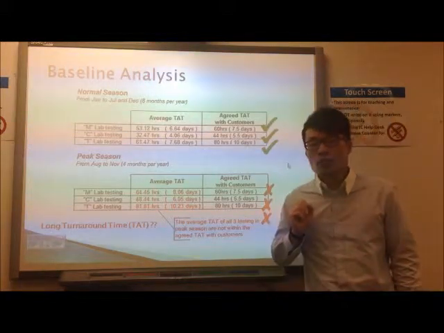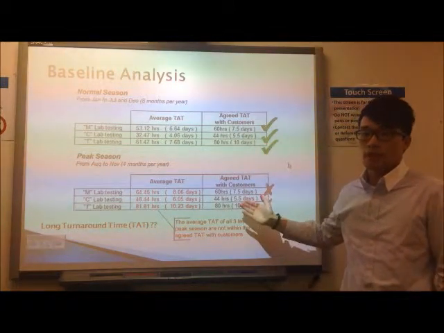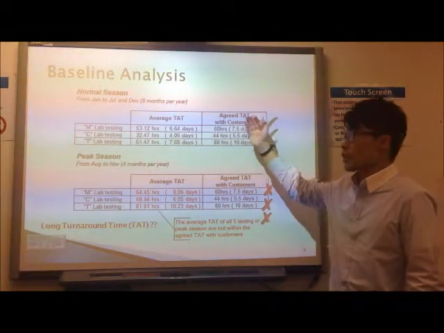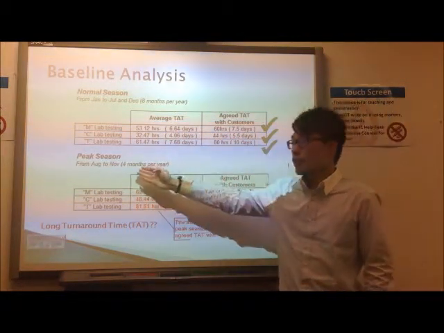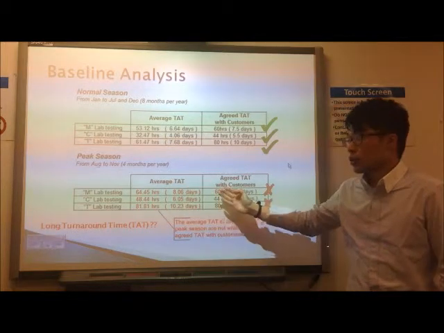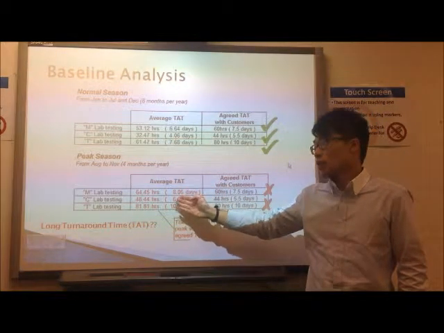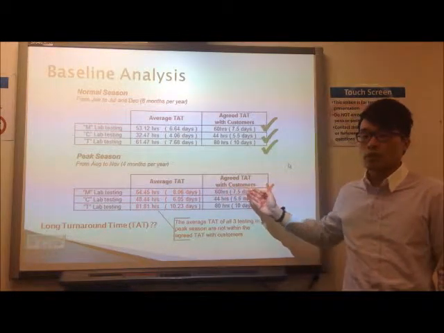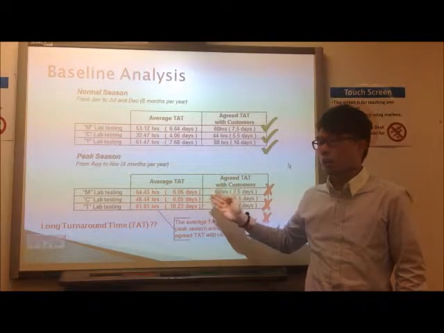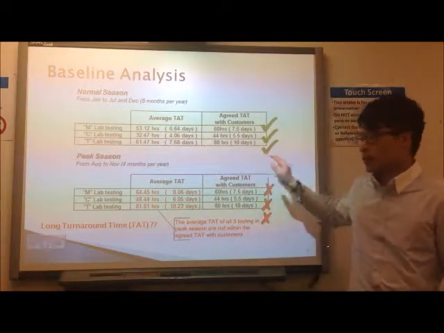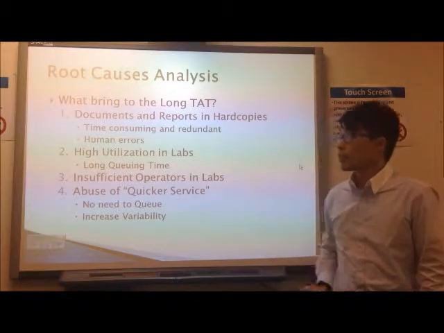So we go 1 step more to see any difference between the normal season and the peak season. In the normal season, everything is all right, everything looks good. But in the peak season, from August to November, the average turnaround time of all these 3 testings exceeds the agreed turnaround time with the customer. So that means delays always occur in the peak season.